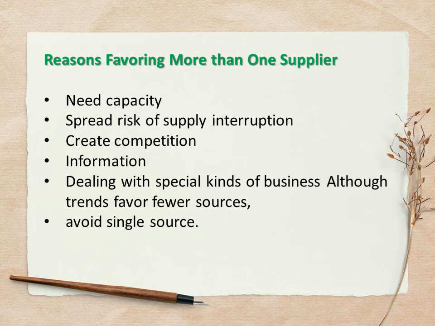Next is information. So, basic. Dealing with special kinds of business, although trends favor fewer sources, avoid single source. So, naay uban nga dili ganahan nga single source ra sila. So, they are favoring more than one supplier. Although the trend now is on fewer sources na jud. For all the reasons behind favoring one supplier, but it's up for you if you will favor more than one supplier, depending na siya sa organization.